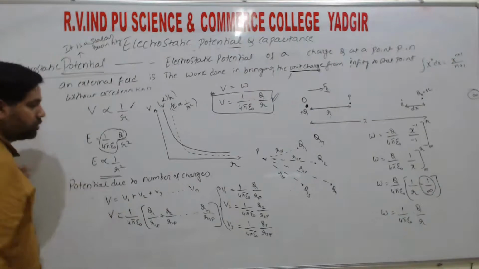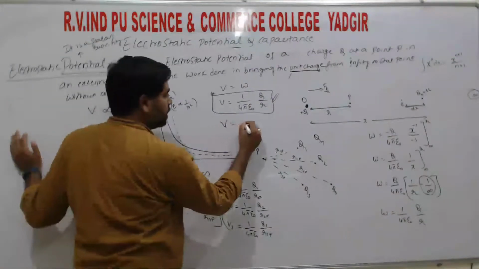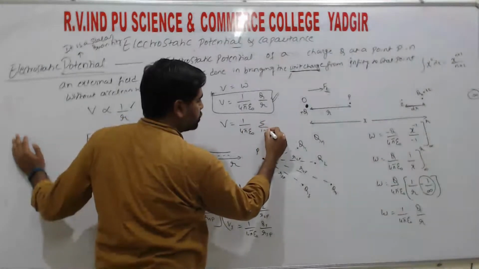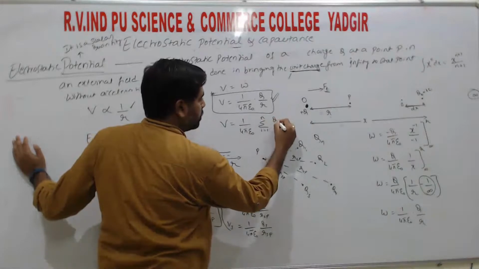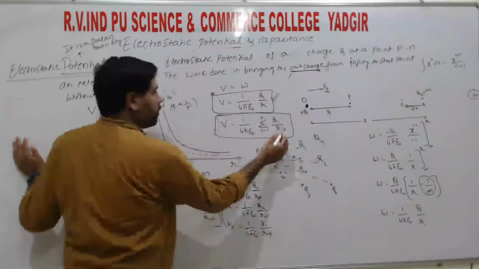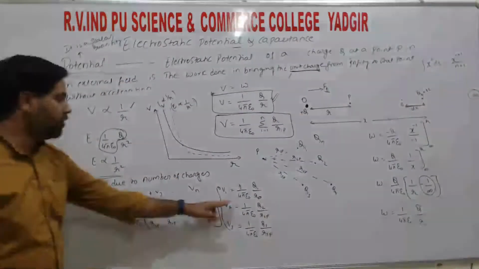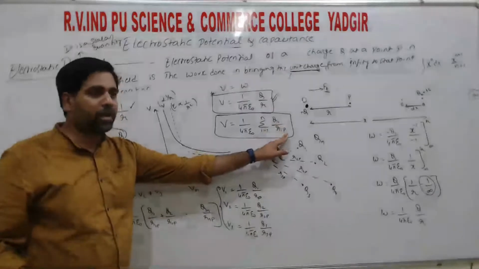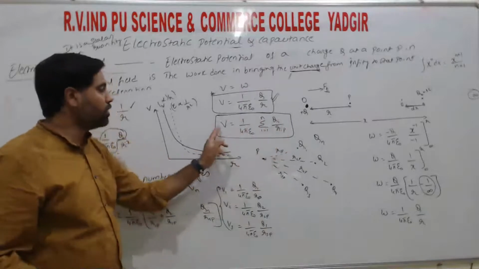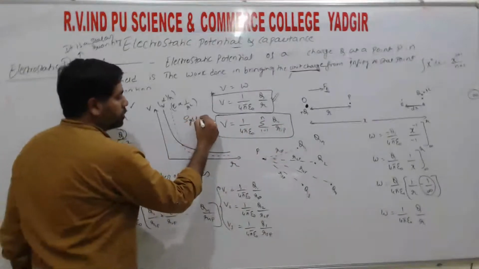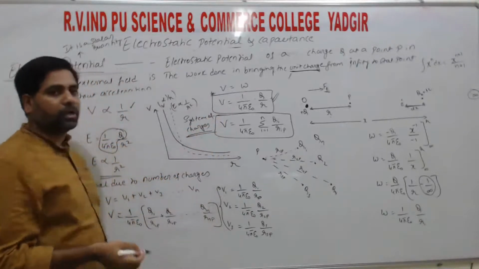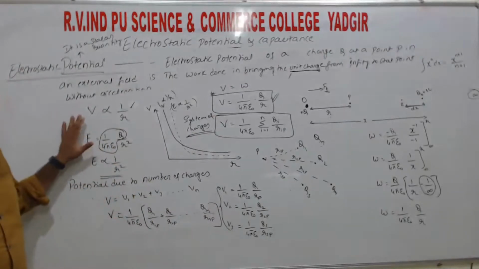Or we can write this in general: V is equal to 1 divided by 4 pi epsilon naught summation of i equals 1 to n, that is Qi divided by RiP. So if we substitute i equals 1, then we get Q1 divided by R1P. Next, if we substitute i equals 2, Q2 divided by R2P. So this is due to a system of charges, right? So this is about the electrostatic potential.